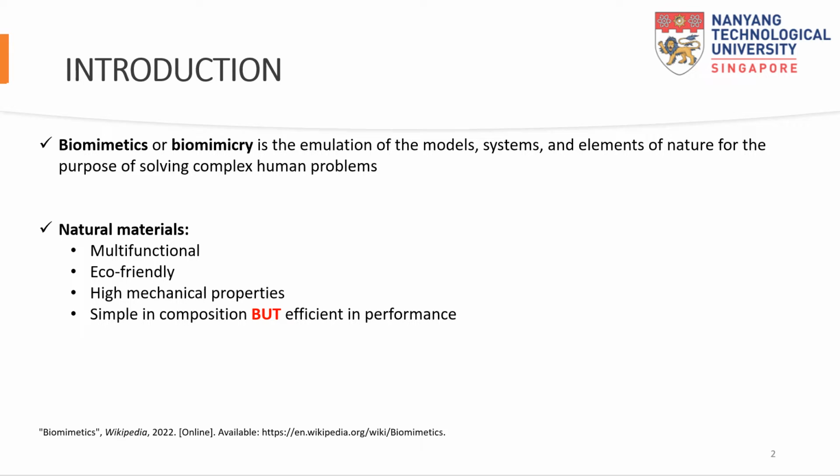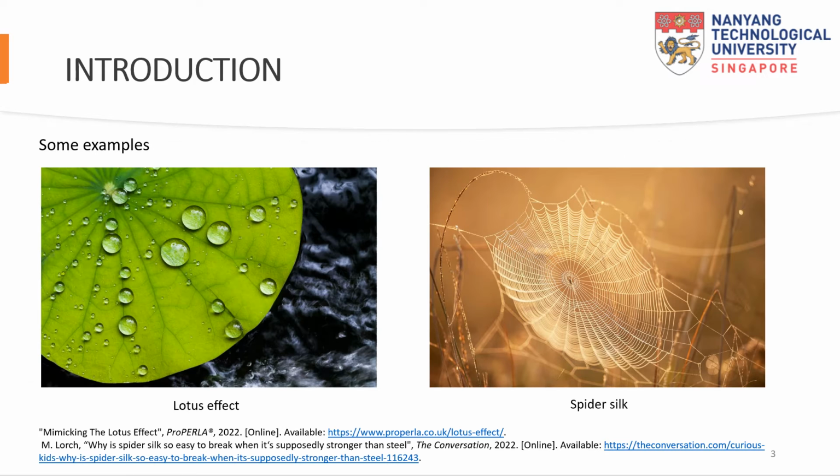Actually, compared with existing engineering materials, natural materials are more multifunctional, more eco-friendly, with higher mechanical properties, and perhaps the most important one, they are simpler in composition but more efficient in performance. This means they have weak constituents, but they can create excellent properties. All of those advantages are what we can learn from the natural materials.